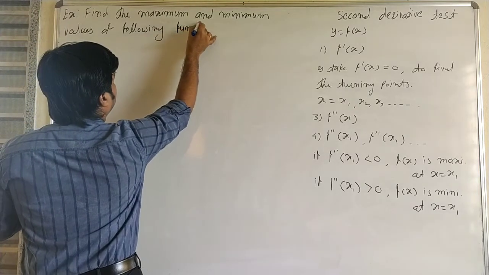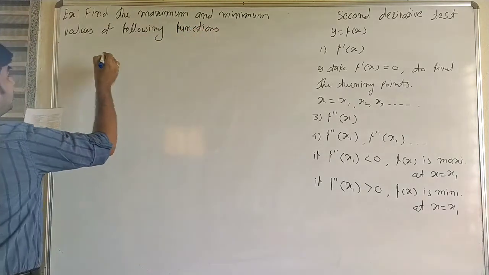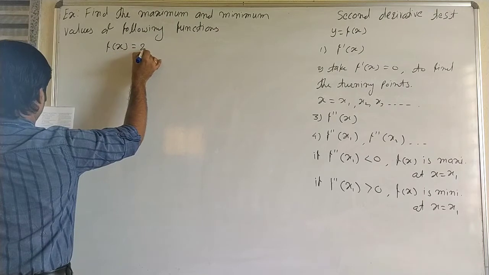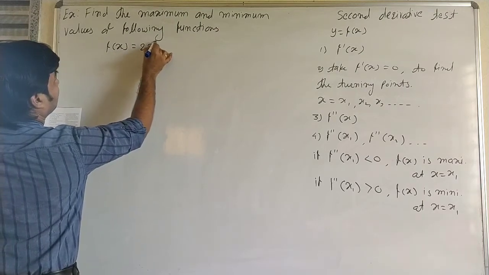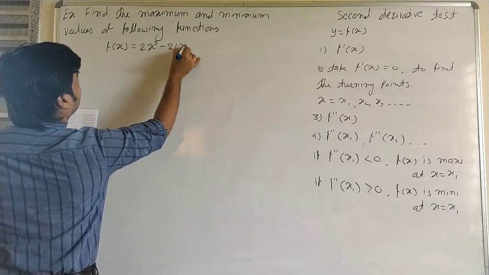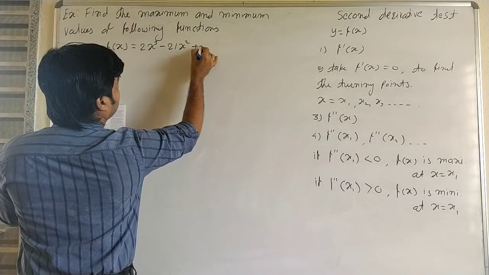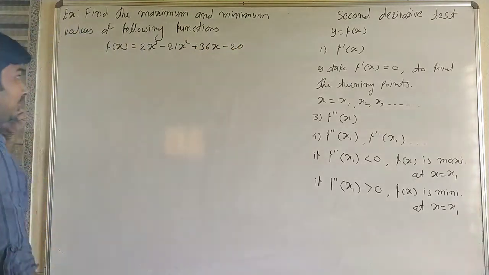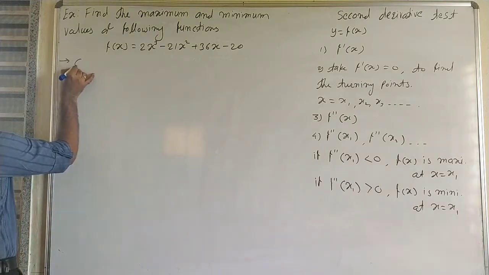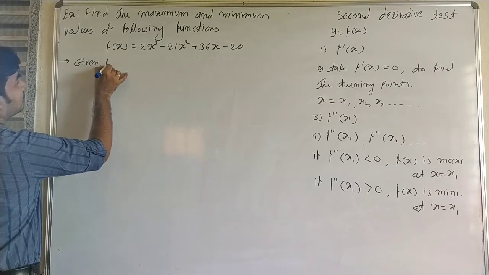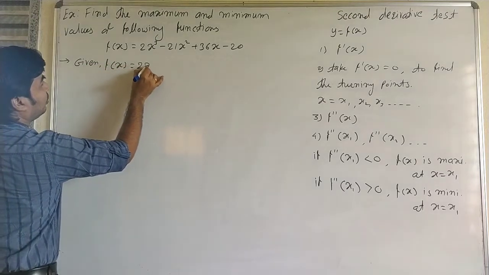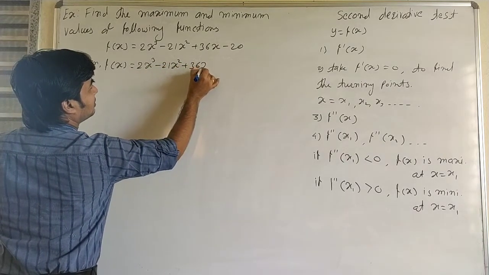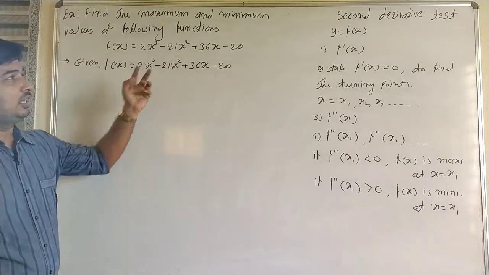Here first, f of x is equal to 2x cube minus 21x square plus 36x minus 20. Okay, here the given function is f of x equal to 2x cube minus 21x square plus 36x minus 20. It is the given f of x.